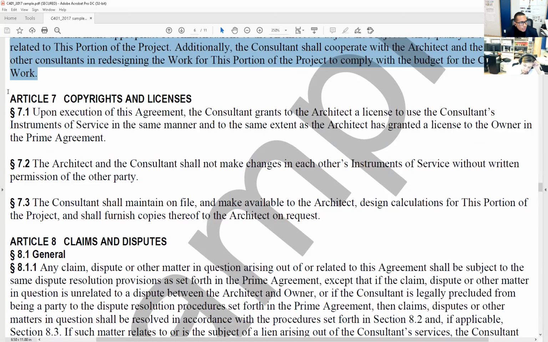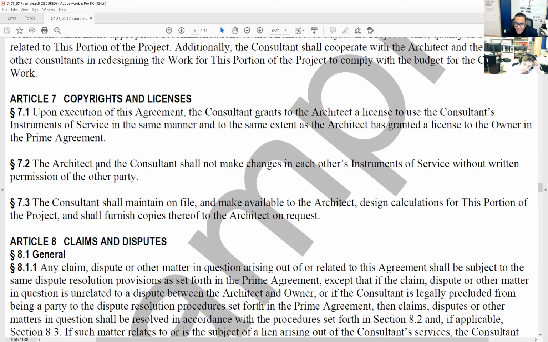Then Article 7, copyrights and licenses. Upon execution of this agreement, the consultant grants to the architect a license to use the consultant's instruments of service in the same manner and to the same extent as the architect has granted a license to the owner in the prime agreement. It's just saying you can't give to the owner what you don't have.